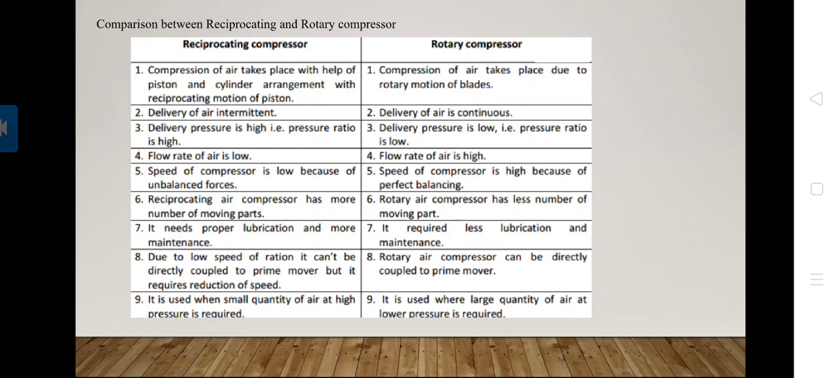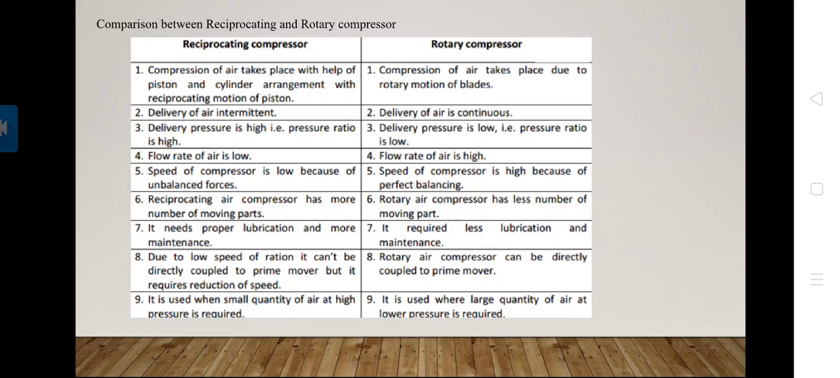A reciprocating air compressor has more moving parts and it needs proper lubrication and more maintenance. A rotary air compressor has fewer moving parts and therefore less maintenance is required. In a reciprocating compressor, due to low speed of rotation, it cannot be directly coupled to the prime mover, but it requires a reduction of speed. But a rotary air compressor can be directly coupled to the prime mover.